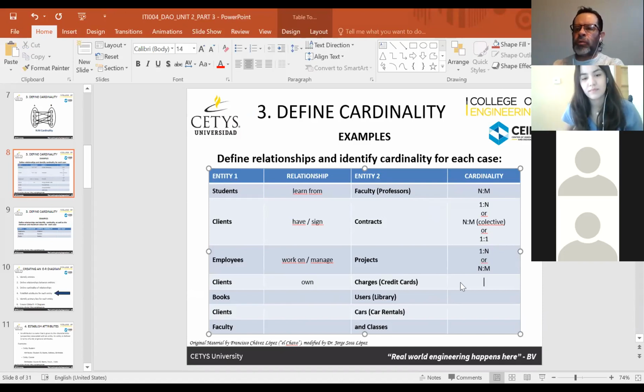So clients own charges in a credit card. Let's analyze that specific situation. And "owns" could be correct. That's fine. Let's say, Estrella, that you have a credit card, one credit card, and you buy something with that credit card, anything. Do you agree that you can make many purchases with your credit card? Yes, right. You can make many purchases, so that part of the relationship is many. So you as a client can make many charges, right?